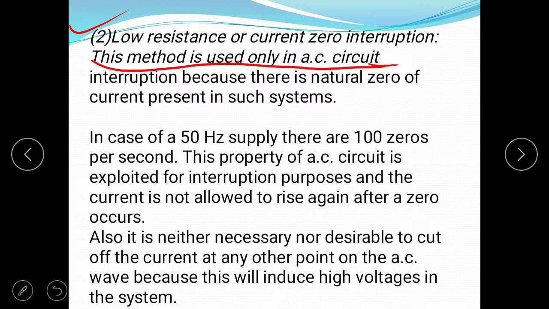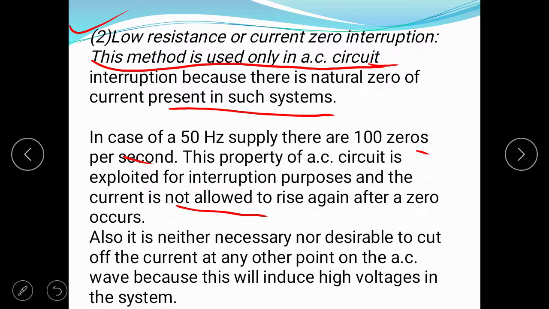Interruption is possible because there is a natural zero of current present in such systems. In an AC system, supply is at 50 Hz. There are 100 current zeros per second, meaning in an AC cycle, there are 100 zeros within a second. So this property of the AC circuit is exploited for interruption purposes, and the current is not allowed to rise again after a zero occurs.